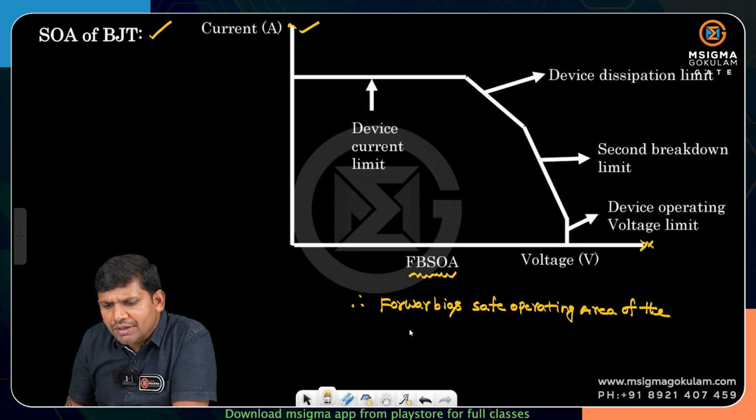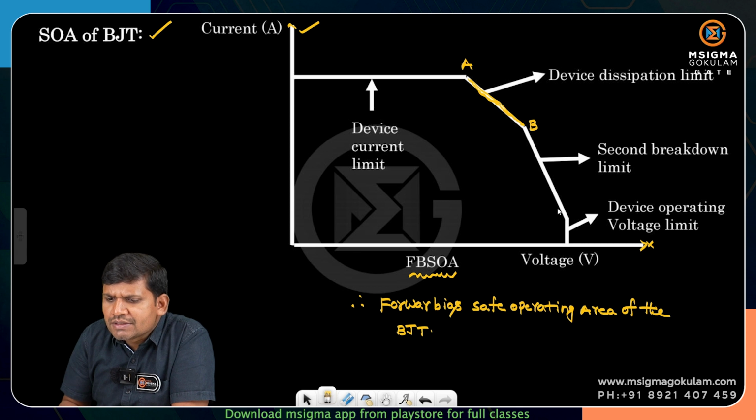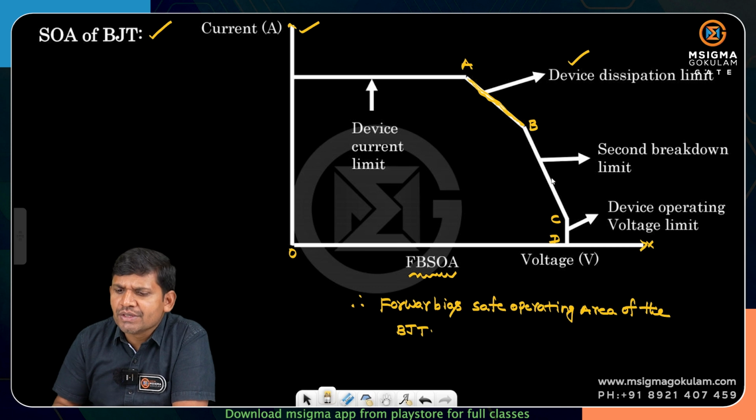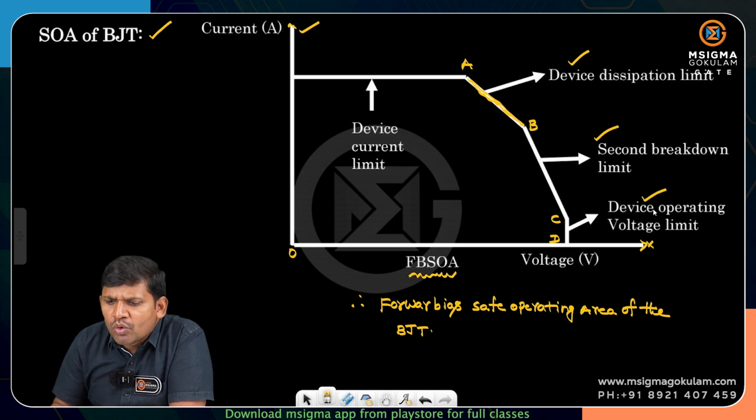Forward bias safe operating area of the BJT. Okay, now what does this region indicate? This is asked in competitive exams. What are the different regions it indicates? For example, let us assume that this is A, this is B, this is C, this is D, and this is O. What does the AB region indicate? Device dissipation limit, power dissipation limits. This is the secondary breakdown limit. This is the device operating voltage limit.